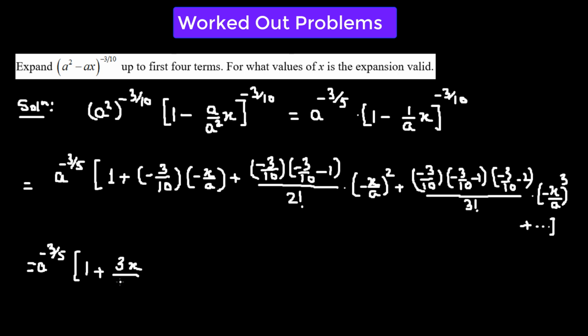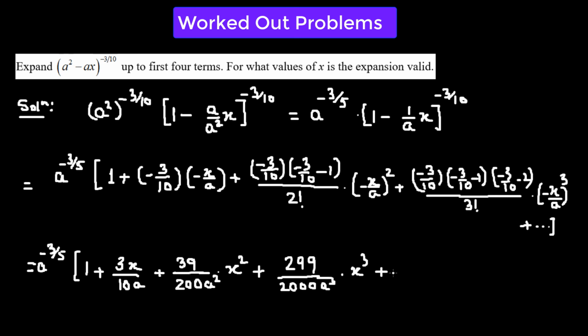So this will be equal to a raised to the power negative 3/5 times 1 plus 3x over 10a. I'm going to again use a calculator, and that would give us plus 39 over 200 a squared times x squared plus 299 divided by 2000 a cubed times x cubed. So we have all the 4 terms that were required. The given expression has been expanded to the first 4 terms.